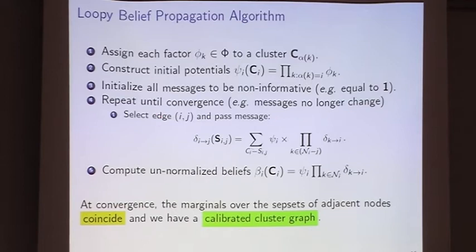We select an edge and pass a message along that edge. We select the edge ij, and we pass a message which is the product of the initial potential associated to node i times all the incoming messages to node i except the message coming from node j. And at the end we compute the beliefs as before, just the product of the initial potential times all the incoming messages. When this whole thing converges, we will have a calibrated cluster graph, and the beliefs at the nodes will approximate the marginals.